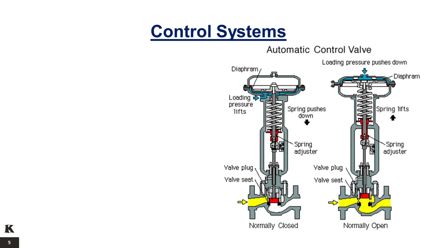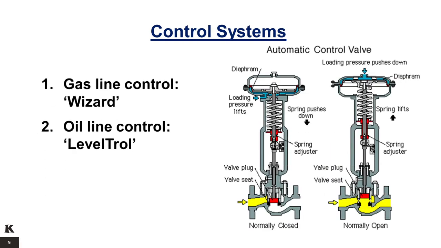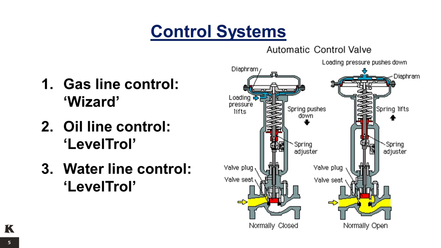The separator's control system includes gas line control, Wizard, 1 3-inch PCV, pressure control valve, fail-safe open to release vessel pressure if air supply is lost. Oil line control, Leveltrol, 1 1-inch and 1 2-inch LCV, liquid control valve. Fail-safe close to retain oil, minimize pollution if air supply is lost. Water line control, Leveltrol, 1 2-inch LCV, liquid control valve. Fail-safe close to retain liquid, minimize pollution if air supply is lost.